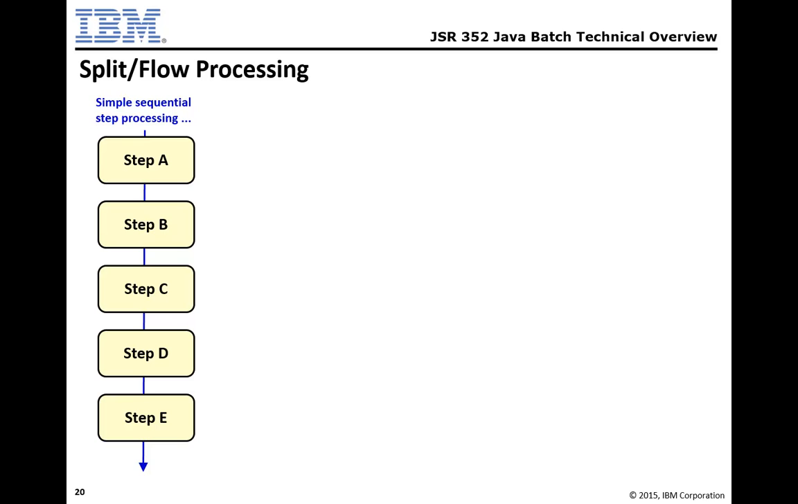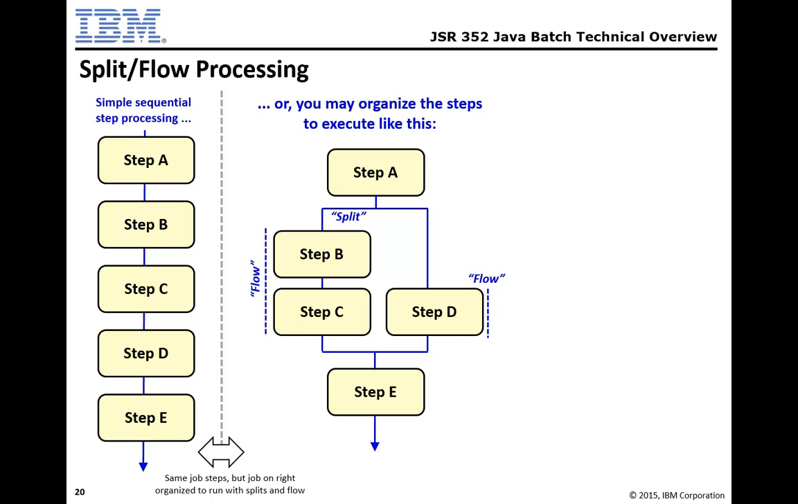The next topic is on processing splits and flows. Imagine a typical job that processes a sequence of 5 steps executed sequentially, one after another until all 5 are complete. That's a fairly common pattern. With JSR352, you may arrange your job steps into splits and flows. This allows you to process some job steps in parallel and organize some job steps into logical groupings called flows. Here's the same 5-step job organized into a split with 2 flows defined.